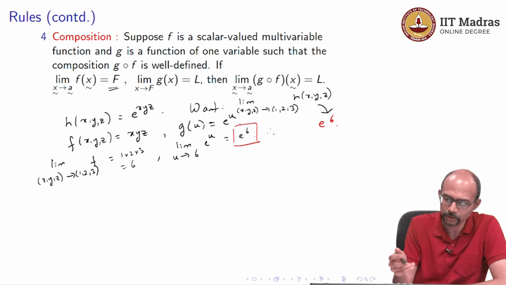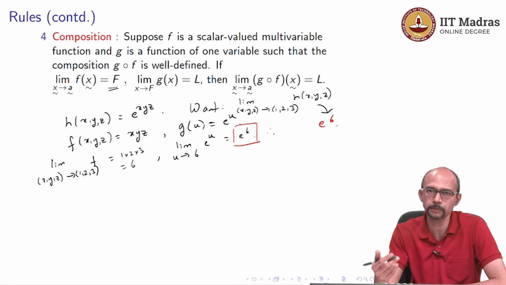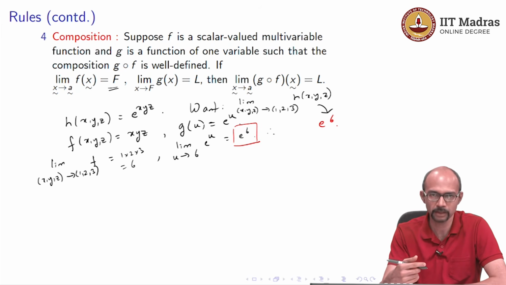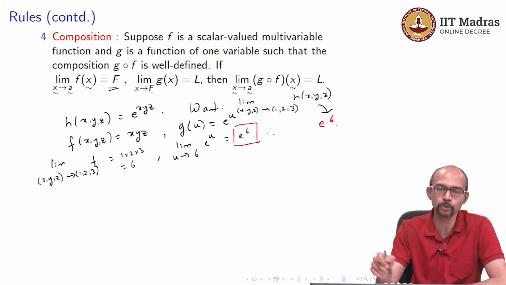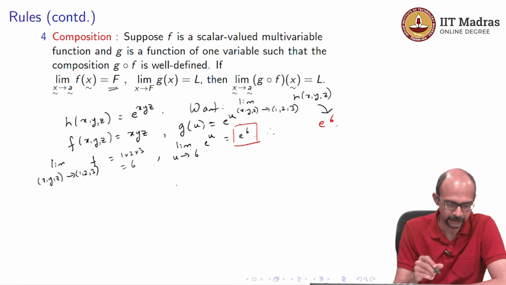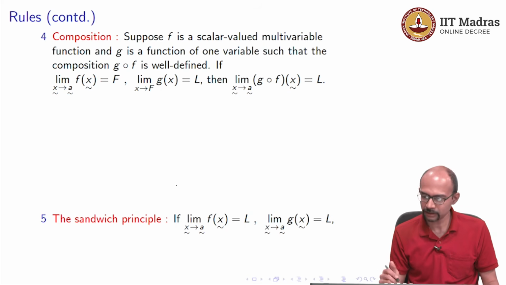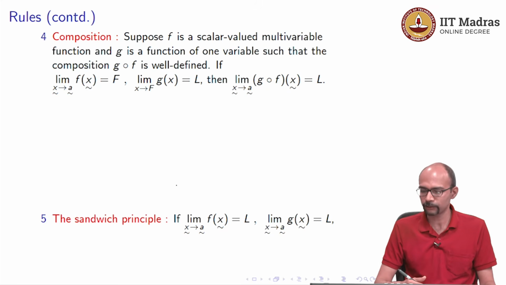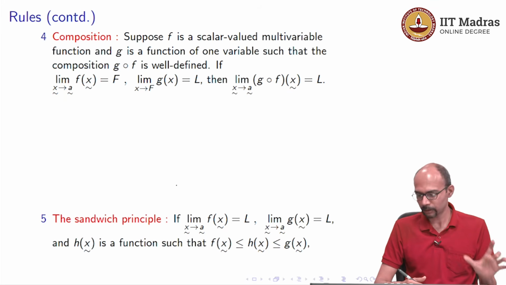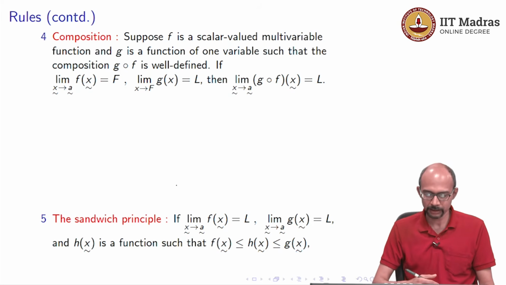So, this is a useful rule when we have functions beyond just polynomials. For polynomials or rational functions, the previous page sufficed. But if you have exponentials, trigonometric functions, logarithms, then we can use this composition rule and find the limits. And finally, we have the sandwich principle, which again we have studied in one variable calculus. If you have two functions f and g such that for both of them the limit as x tilde tends to a tilde is L, and if you have some function h which is caught between them, sandwiched between them, then the limit as x tilde tends to a tilde of h of x tilde is also equal to L.